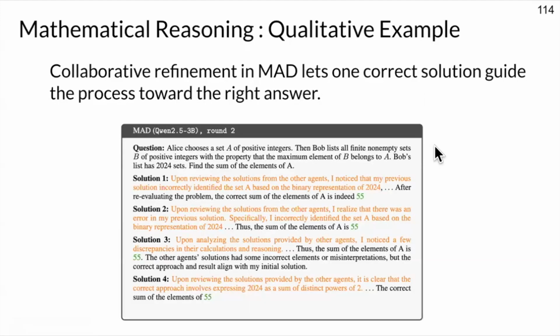And then in round two, in the collaborative refinement of all these four agents, they refine each other's answers and let one correct solution guide the process towards the right answer. So the 55 really got more endorsement across the four different reasoning paths.